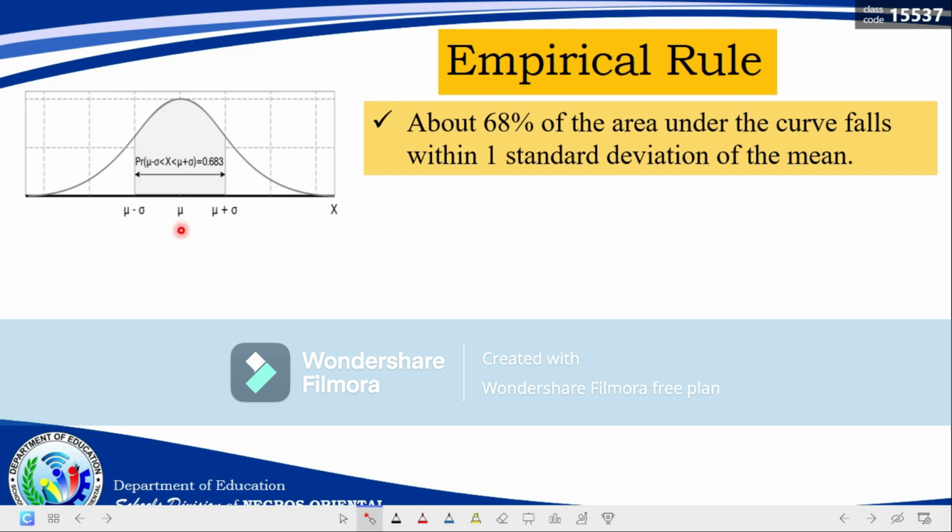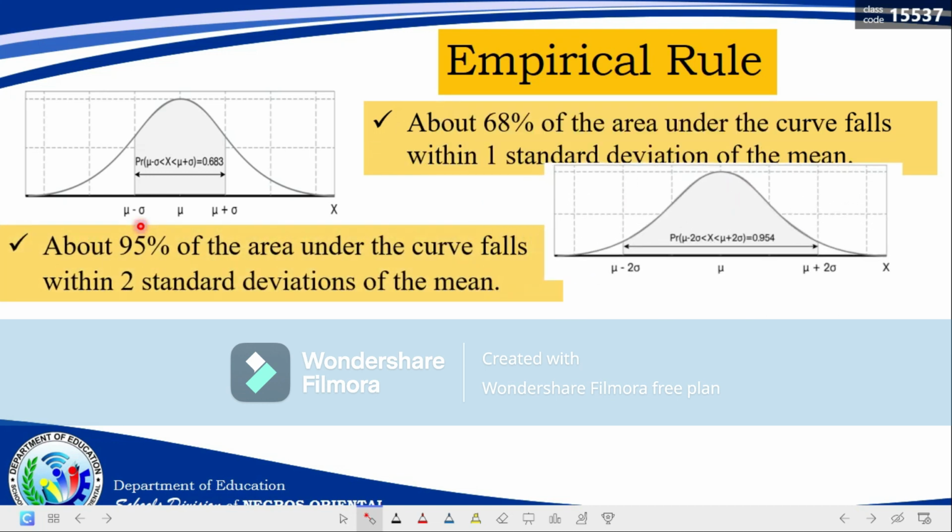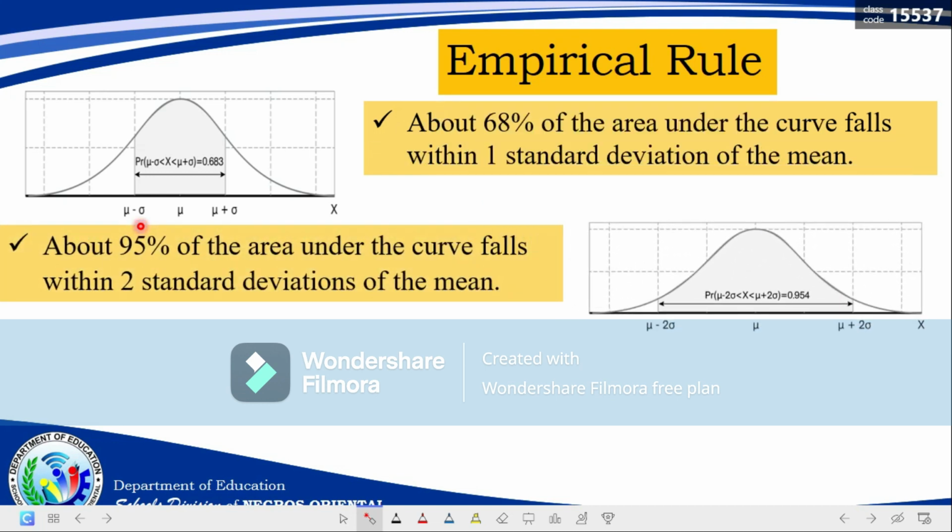Meaning you have here again, this is your mean, and when you say about 68% of the area under the curve falls within one standard deviation of the mean, you have the mean plus the standard deviation, and then the mean minus the standard deviation. Okay, let's proceed. Here's the corresponding figure.